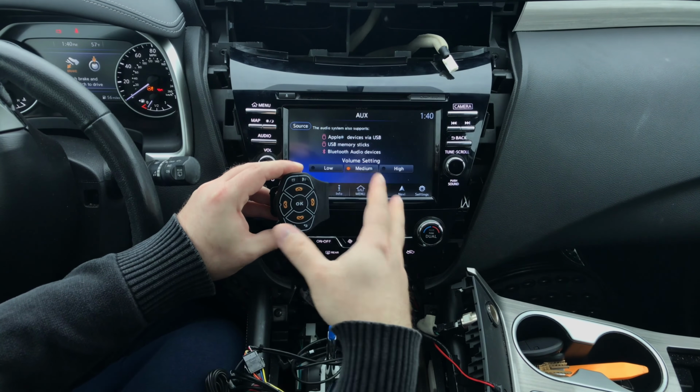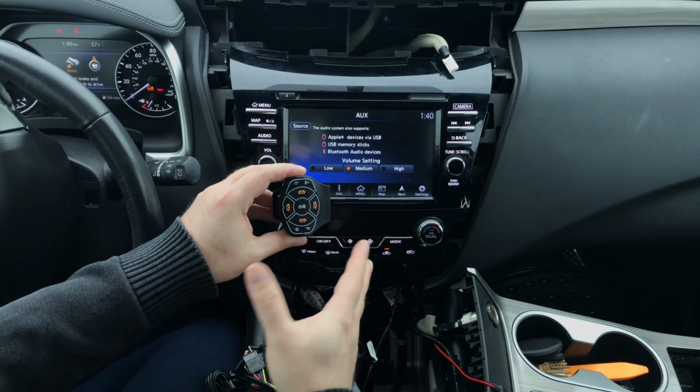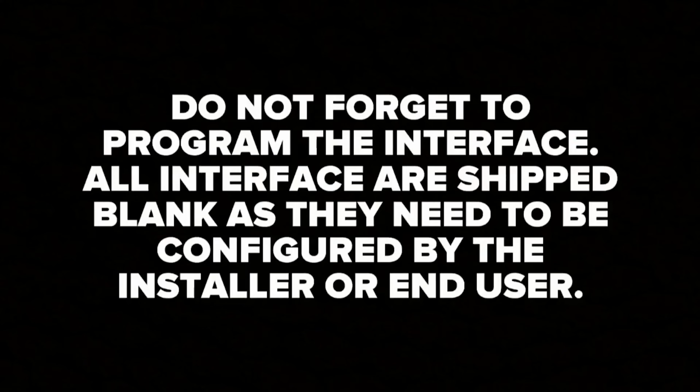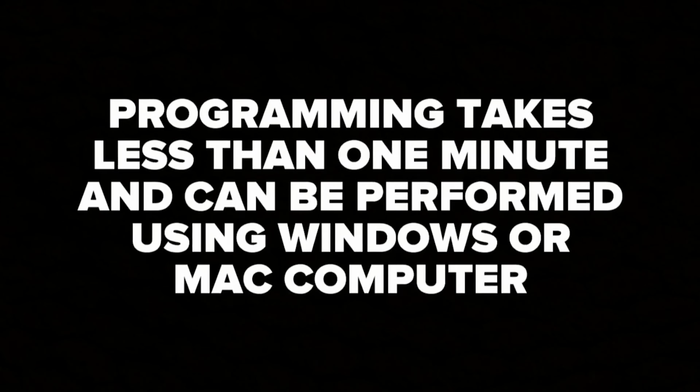So now that you know what's in the box, take this interface, connect it to your Mac or PC and update it, and we're going to show you how to update the interface now. Do not forget to program the interface. All interfaces are shipped blank as they need to be configured by the installer or end user. The programming process will take less than 1 minute and can be performed using a Windows or Mac computer.